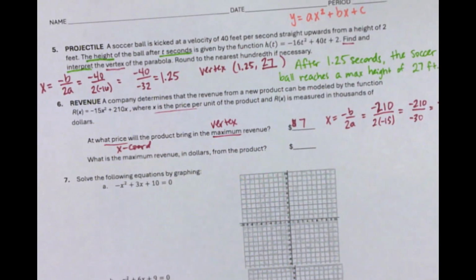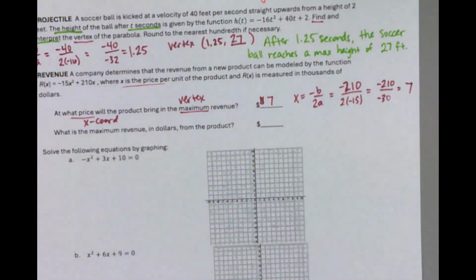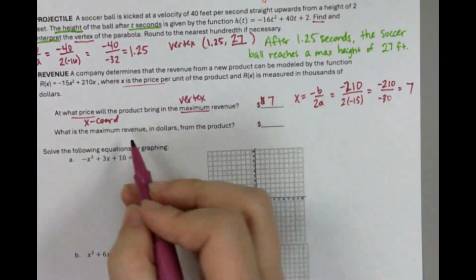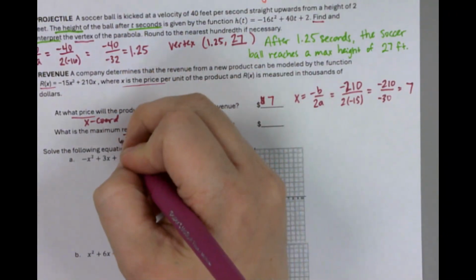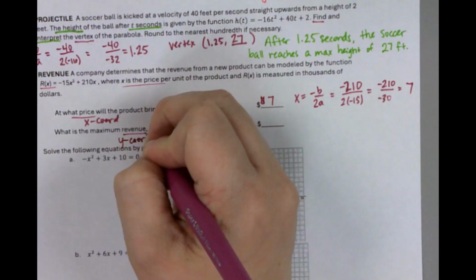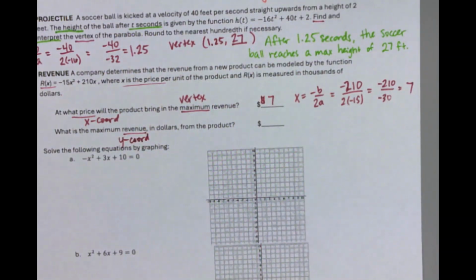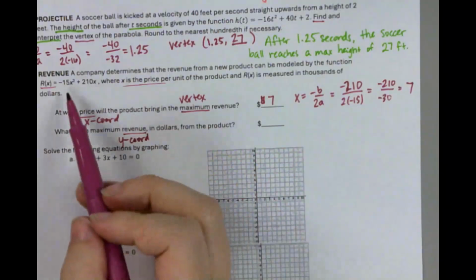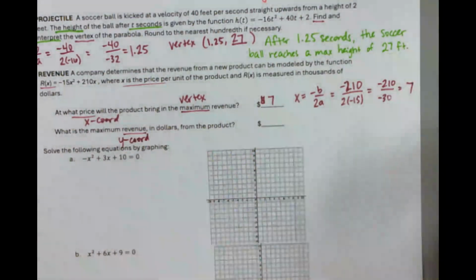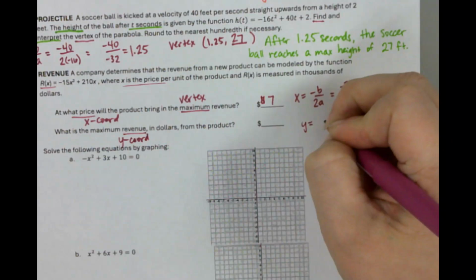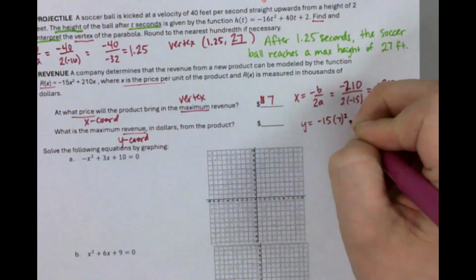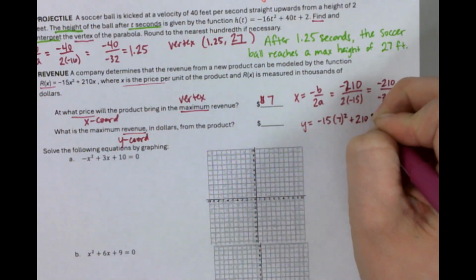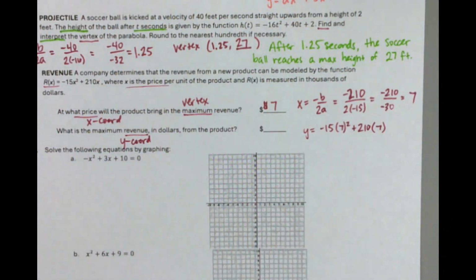This is just really not very clear. What is the maximum revenue? Revenue is our r of x, so that's our y coordinate of the vertex. So this is what happens when you plug in 7. And honestly, this one's pretty small, so I'm just going to go ahead and plug in 7. I have negative 15 times 7 squared plus 210 times 7.